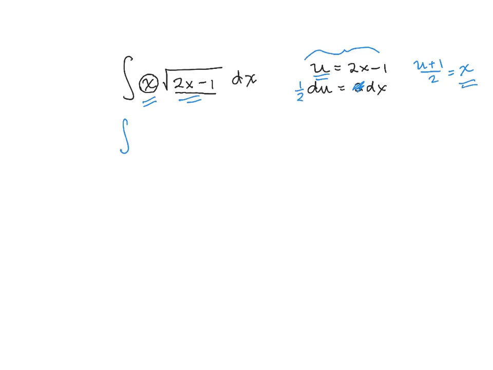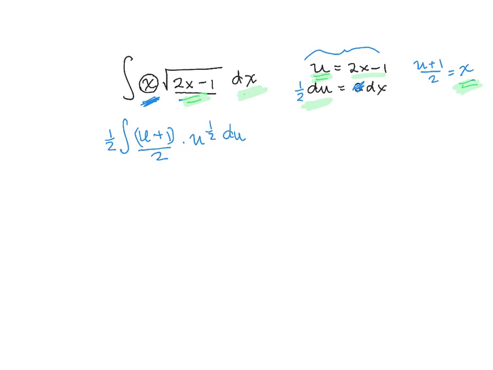So my integration becomes u to the 1/2, and the x is that mess over there, u plus 1 all over 2. My dx is 1/2 du. So I have to make all those replacements. I have to make a replacement for x, which is over here. Then I need to make a replacement for 2x minus 1, which is right here, and also dx, which is 1/2 du. All those little pieces have to go together already.